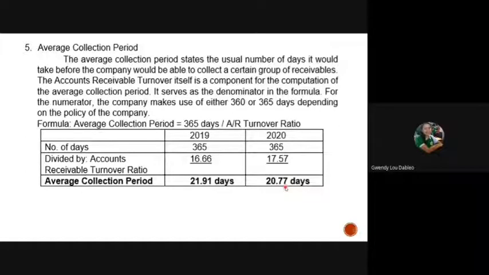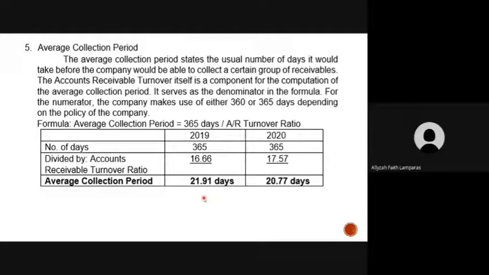Average collection period. Eliza? Average collection period. The average collection period states the usual number of days it would take before the company would be able to collect a certain group of receivables. The accounts receivable turnover itself is a component for the computation of the average collection period. It serves as the denominator in the formula. For the numerator, the company makes use of either 360 or 365 days depending on the policy of the company. Okay. What is the formula?